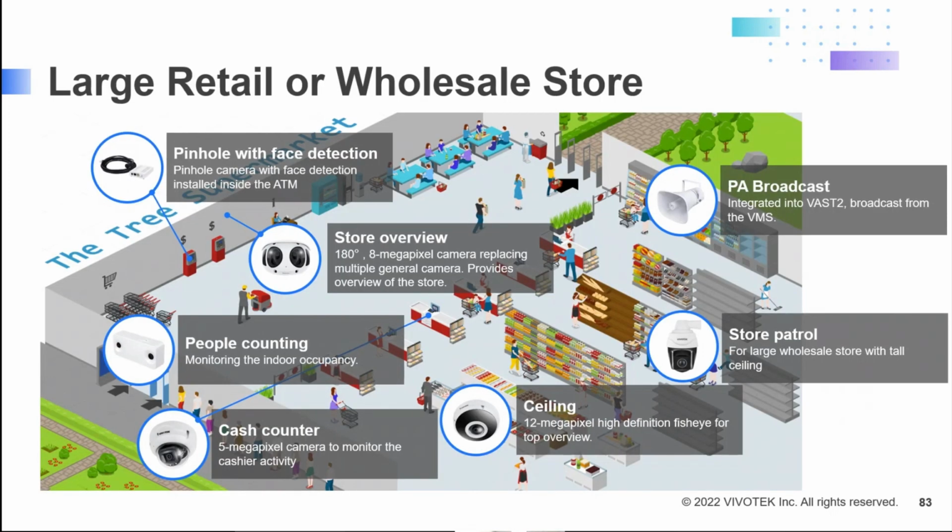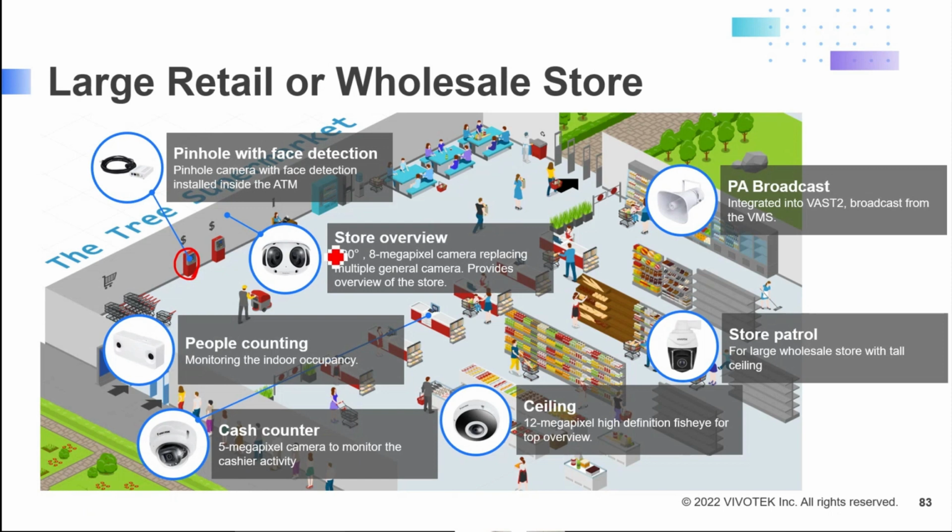So this is an example of large retail or wholesale stores. Let's start from the first application here. On the ATMs, we can have the pinhole cameras, but I guess that's for a different and specific customer, because usually those are being handled by the banks.